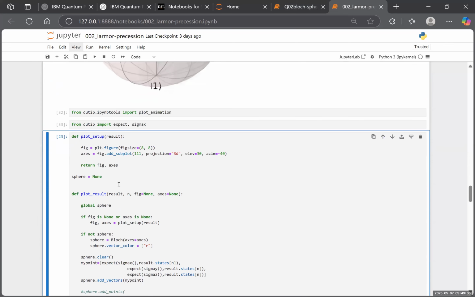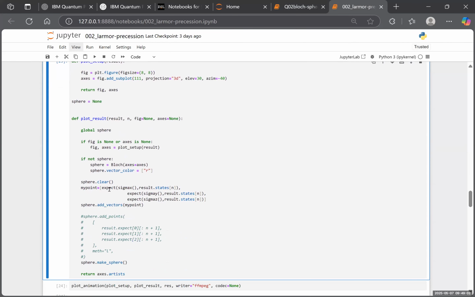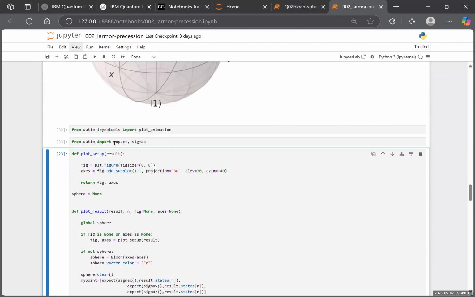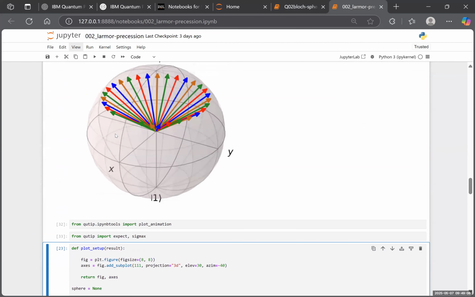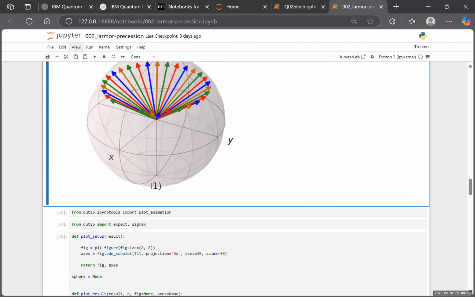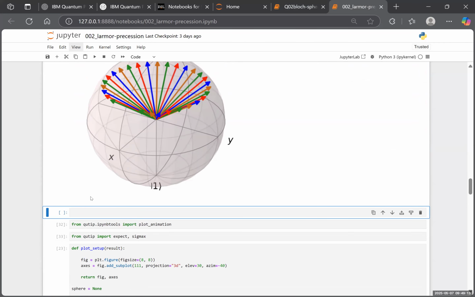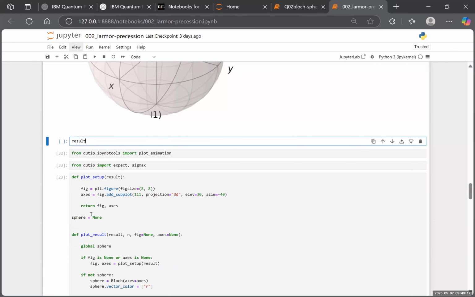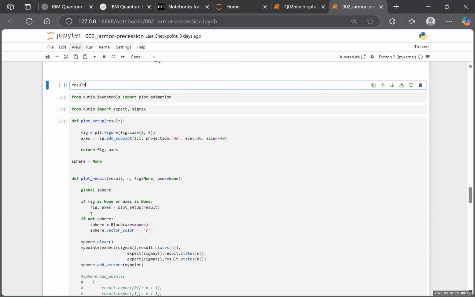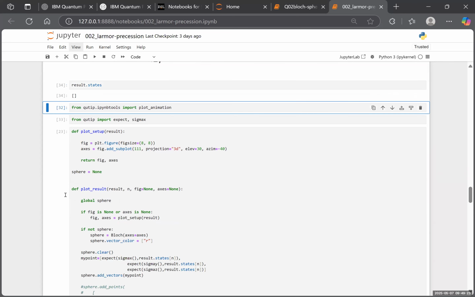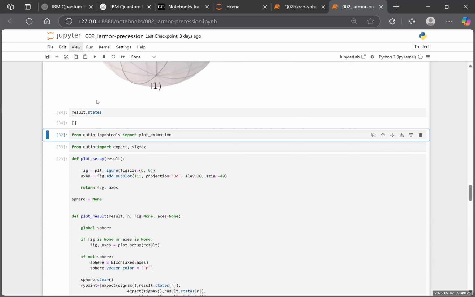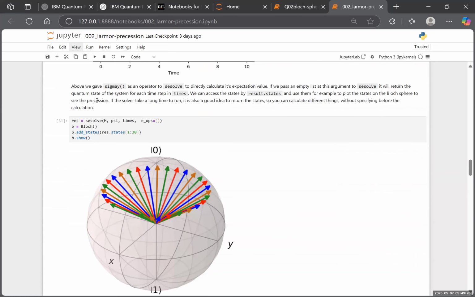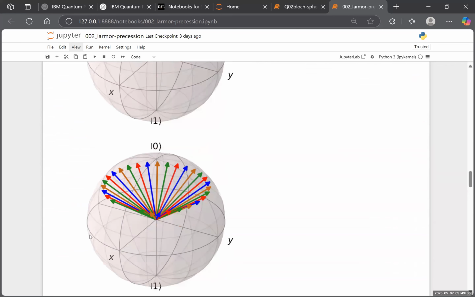And I have to evaluate these points. So the results, okay, the results are shown. Results. That states, oh, it's empty. Oh, because this is res.